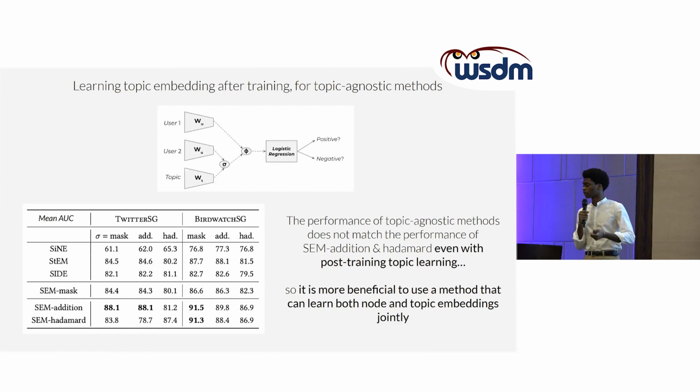And what we see here is that even when we do this for all the topic agnostic models, they are still not able to get the same performance as SEM addition and SEM Hadamard, which means that it's actually more beneficial to have a method that is able to jointly learn both node and topic embeddings during the process. And this is what SEM is able to do.